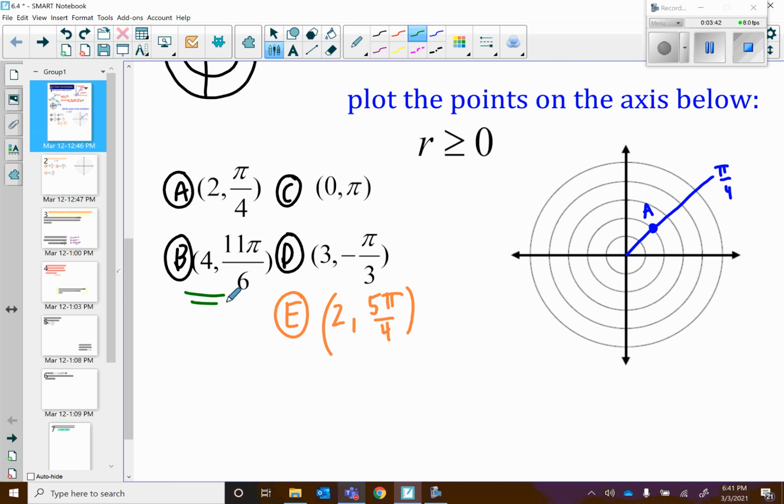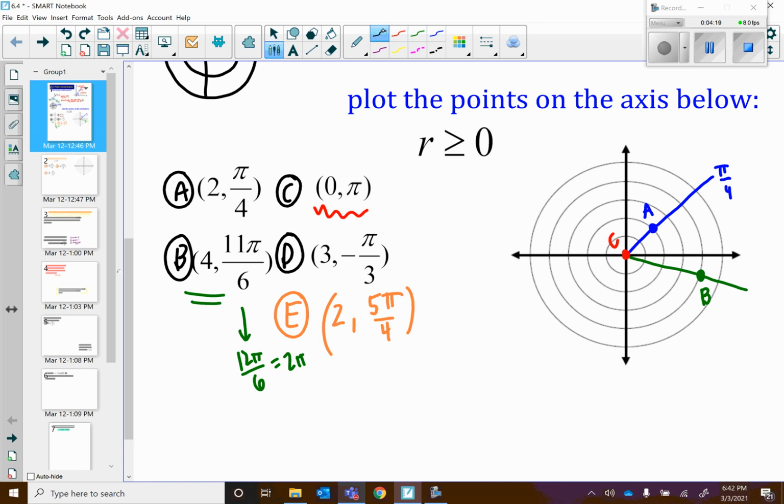For B, let's say, okay, 11 pi over 6, so that's not quite 12 pi over 6, which would be 2 pi. It's a little bit less than one full circle. It's probably somewhere over here, and I am going 1, 2, 3, 4 out, so this is point B. And you don't necessarily need these lines. This is just kind of to help us. So let's try one without the line. 0 comma pi. All right, well, pi I know is the negative x-axis, and I'm not moving out at all, so 0 comma pi is kind of like our origin.